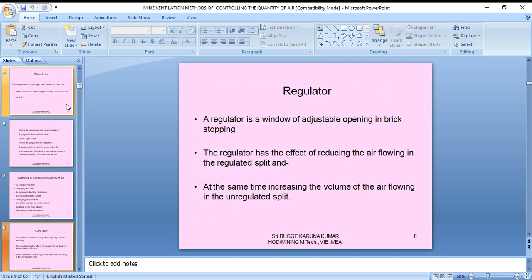So, the regulator. A regulator is a window of adjustable opening in a brick stopping. It is just like a household type, in the middle of the gallery, in a closed environment, they open a window in the middle. A shutter is there, and according to our requirement the shutter can be opened and closed. A regulator, a window or adjustable opening in brick stoppings. The regulator has the effect of reducing the airflow.